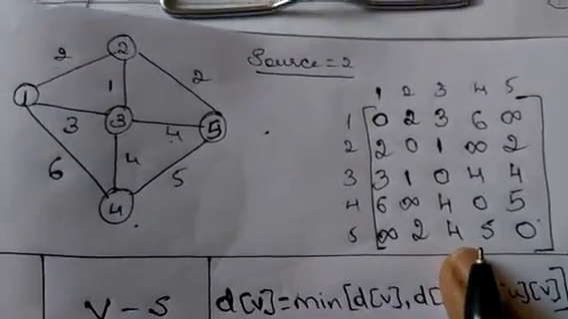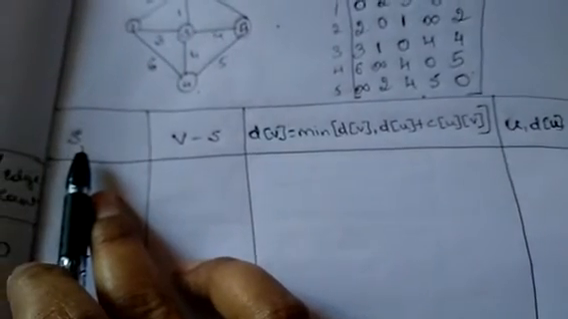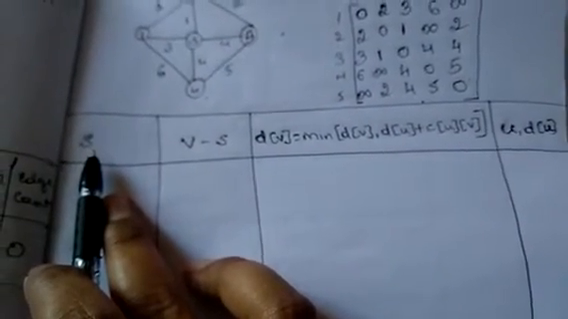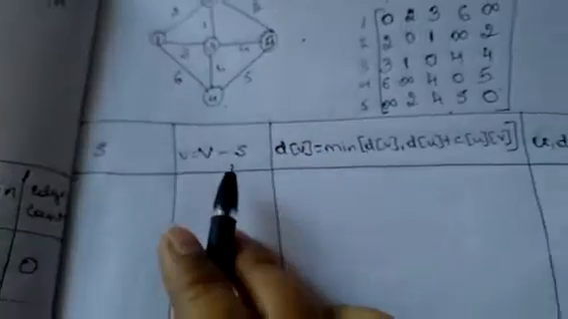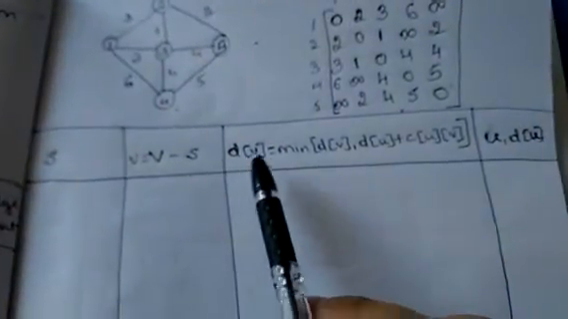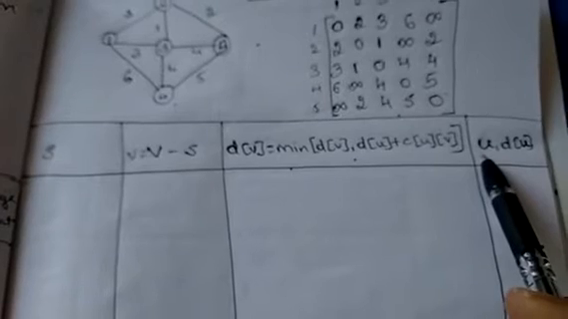Okay, yes. Now we'll move on to the problem. See, I have just taken a table. This is the source vertex, or the visited vertices, you can say. V equals V minus S are the unvisited vertices, and this is the formula to find out the minimum path among the unvisited vertices. U is the vertex and d of u is the corresponding weight. Okay, now let me start with the problem.